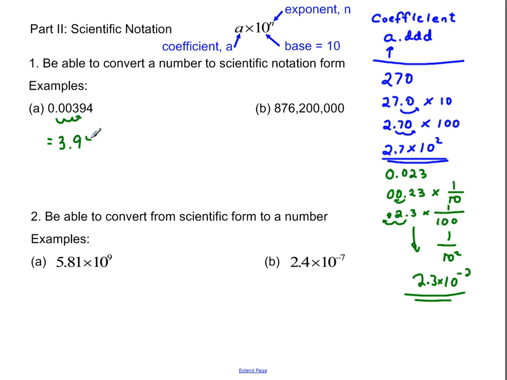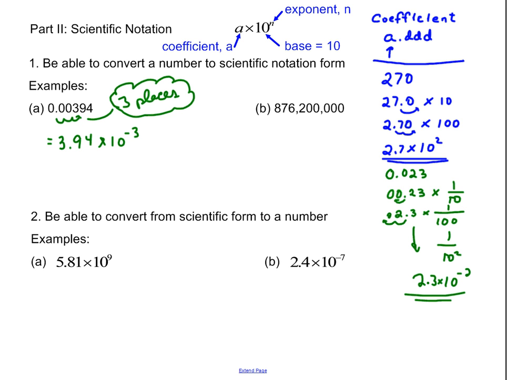3.94 times 10 to the negative third power. I had to move my decimal over 3 places right here to make that work. Right? So this is what I would be thinking for as far as my decimal right here.